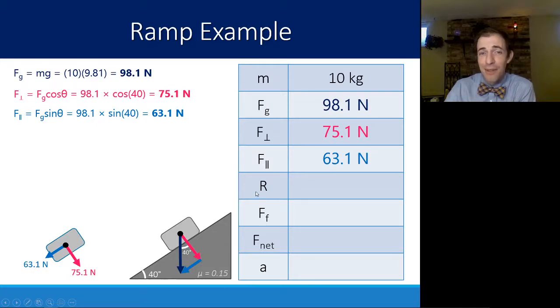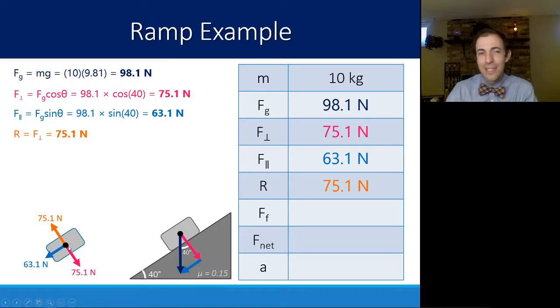Next we have R. If you remember, this block can only be sliding up and down. It's not accelerating out of the ramp or into the ramp based on the forces given. So R has to be equal and opposite to our perpendicular force. If you ever forget, like, is it parallel or is it perpendicular, just look at your picture. It's the one that has to stick out of the ramp, and that is opposite the 75.1 newtons. So 75.1 is also our total for R. So we are building this very nicely.